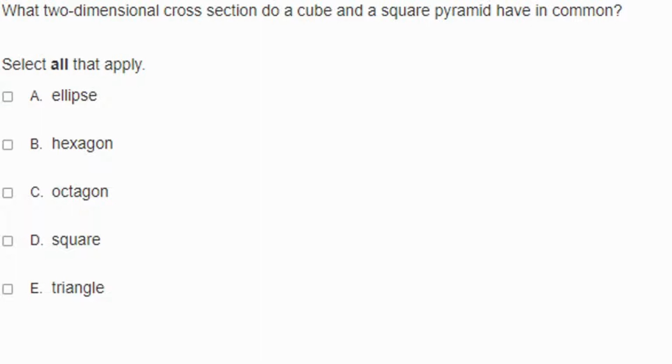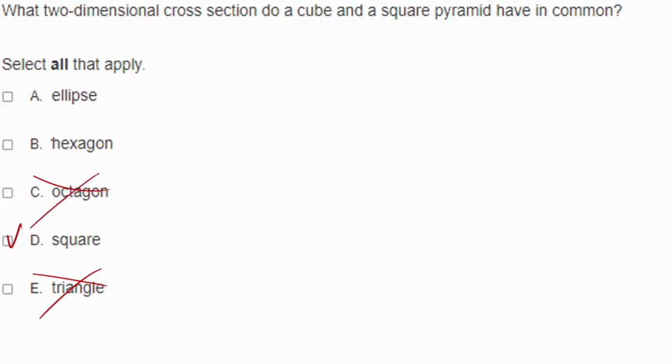Next up, back to cross sections. It says, what two-dimensional cross section do a cube and a square pyramid have in common? Well, the cube only has one cross section. And when we take the cross section of a cube, it is only going to be a square. So the next one, square pyramid, has a square base, which means that there is literally only one option available here, and it's going to be D.